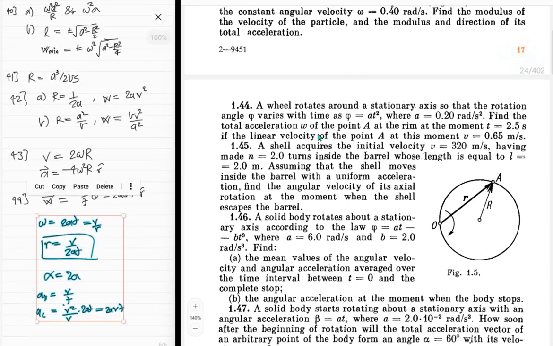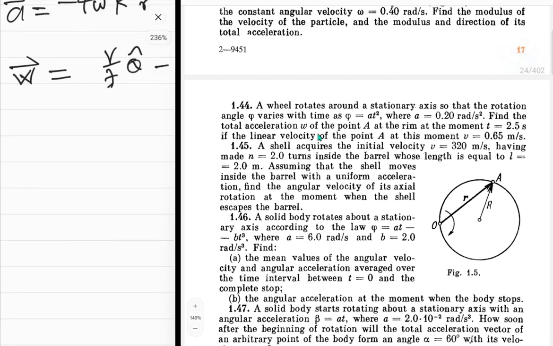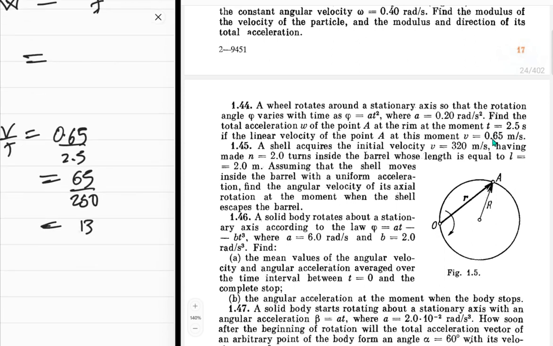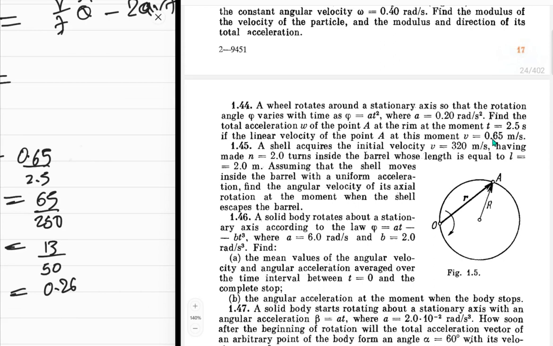Now time to figure out what this actually is. So what's v upon t? Here v is 0.65, and t is 2.5. So 0.65 upon 2.5, which is basically like 65 upon 250. Divide by 5, so it's going to be 13 upon 50. Multiply by 2, so 26, 0.26. So v upon t is 0.26.